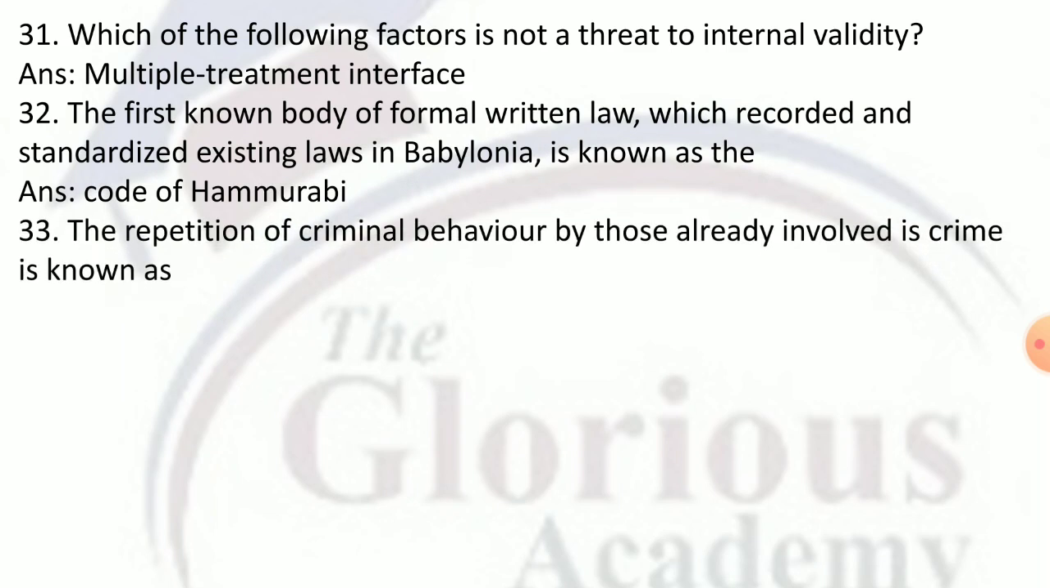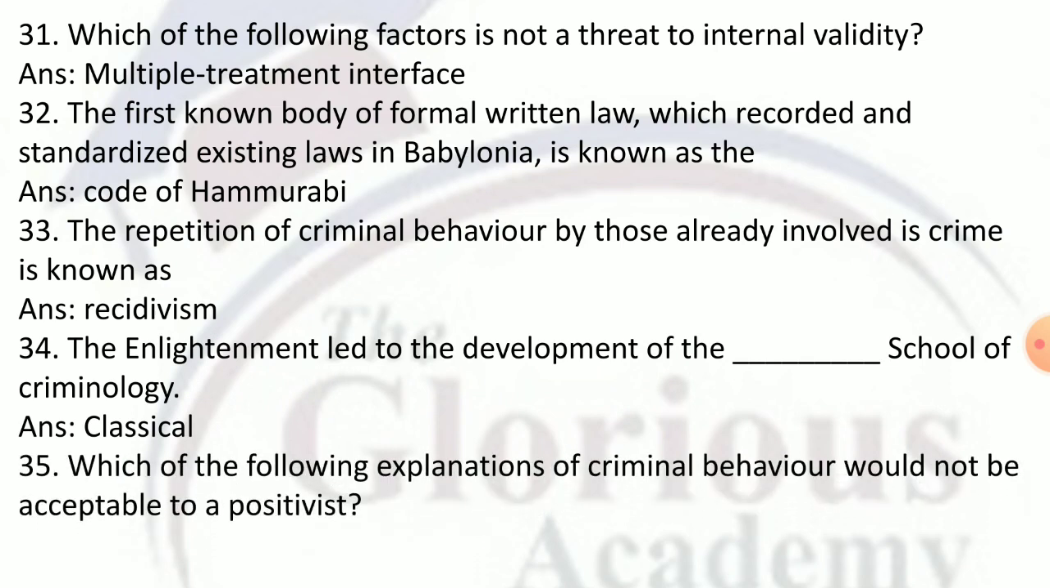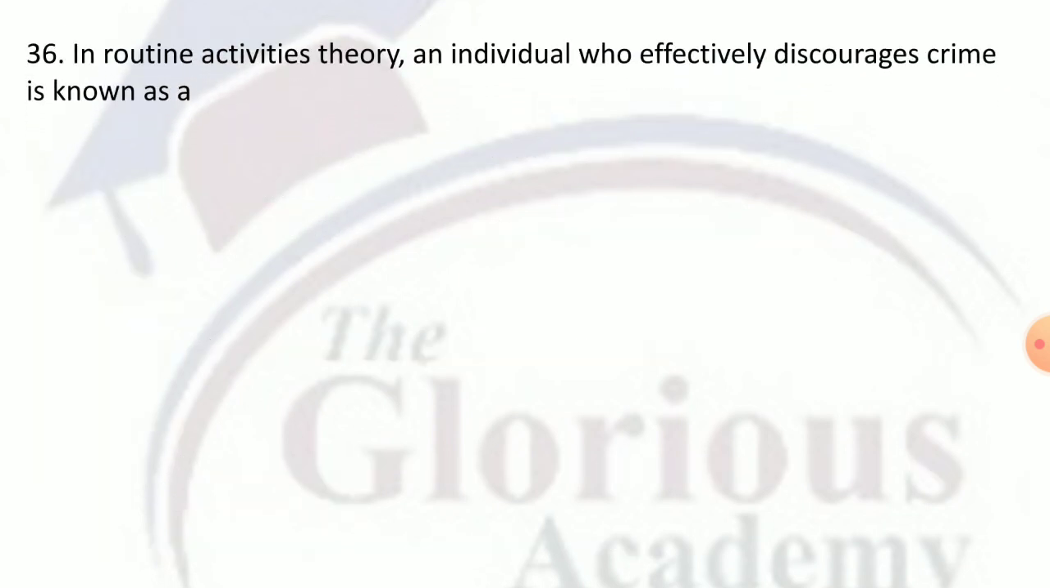The repetition of criminal behavior by those already involved in crime is known as recidivism. The Enlightenment led to the development of the Dash School of Criminology. Classical. Which of the following explanations of criminal behavior would not be acceptable to a positivist? Criminal behavior due to individual choice. In routine activities theory, an individual who effectively discourages crime is known as capable guardian.